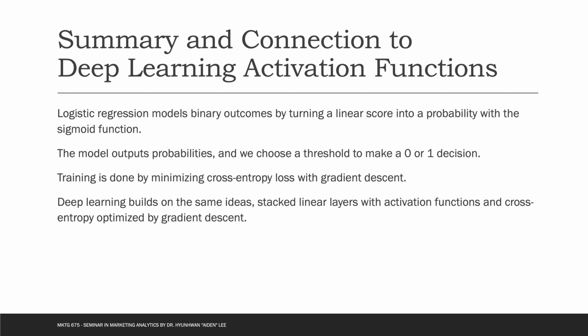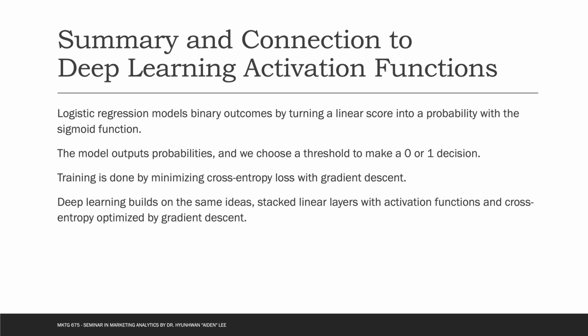Logistic regression is our basic model for binary outcomes. It takes a linear score built from the inputs, passes that score through the sigmoid curve, and turns it into a probability between 0 and 1. We then choose a threshold to convert that probability into a final 0 or 1 decision, such as churn or no churn. The model is trained by minimizing a loss based on cross-entropy, using gradient descent to adjust the weights step by step.